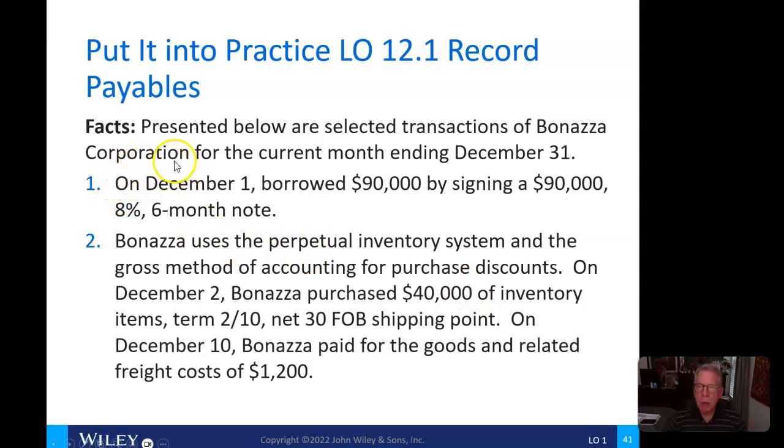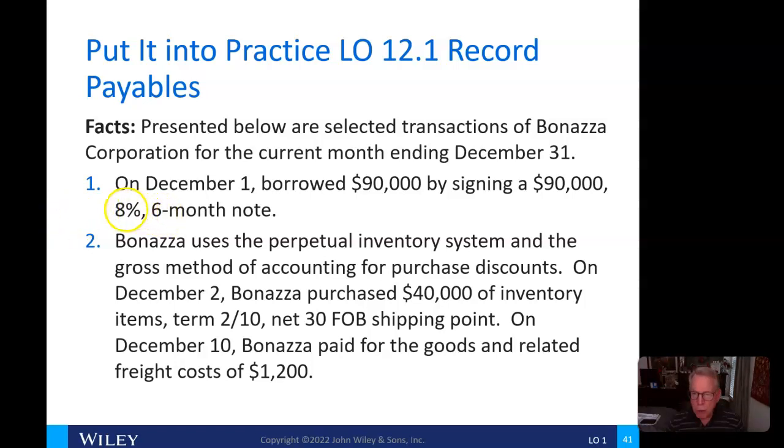Okay, here we'll put into practice. Presented below are selected transactions of Bonanza Corporation for the current month ending December 31. 1. On December 1, it borrowed $90,000 by signing a $90,000 8% 6-month note. Number 2, Bonanza uses the perpetual inventory system and the gross method of accounting for purchase discounts, by far the most common way that companies account for these kinds of things.